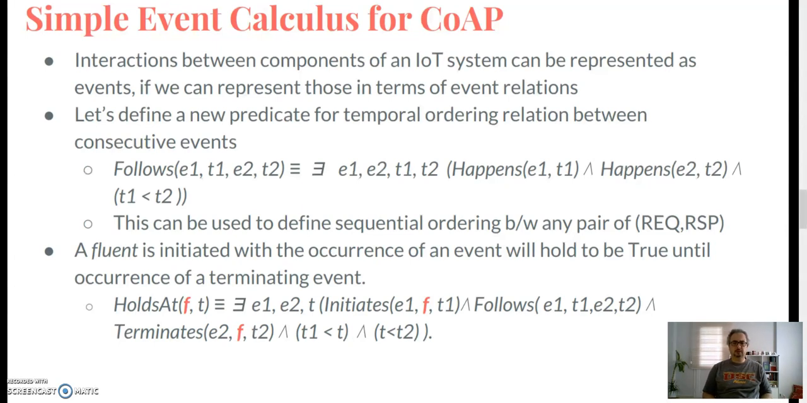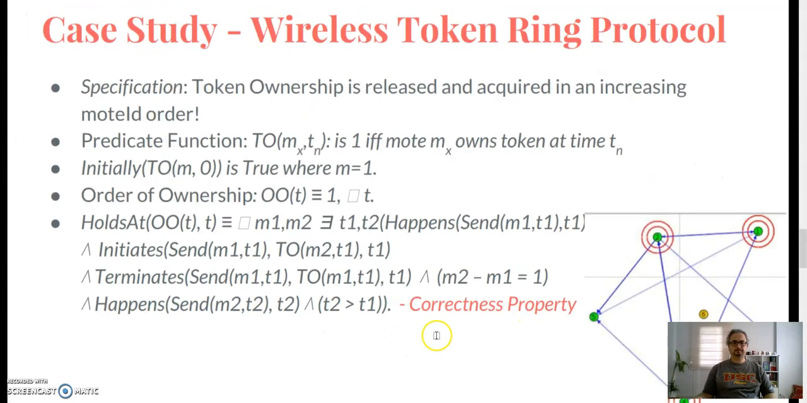A fluent for this particular domain can be defined as follows. A fluent is initiated with the occurrence of an event, and it will be true until the occurrence of another event that will terminate it. So we will state that a fluent holds, that is, it will be true in between these two events, right? And we will try to use these predicate functions in a case study.